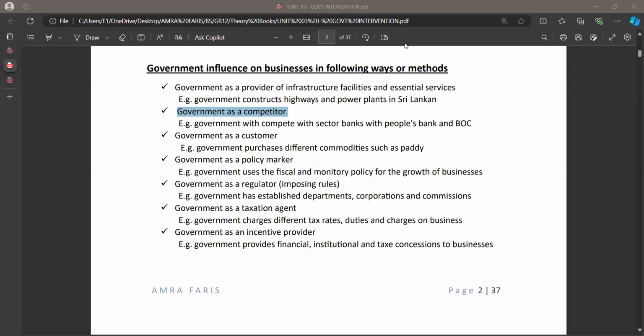And next one, government as a regulator. Regulator means imposing rules, right? They will impose rules and regulations. For example, do you all know we studied about the Central Environmental Authority in the first chapter? Central Environmental Authority. Did you all remember? First chapter.